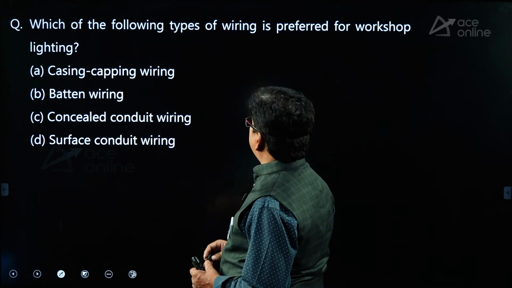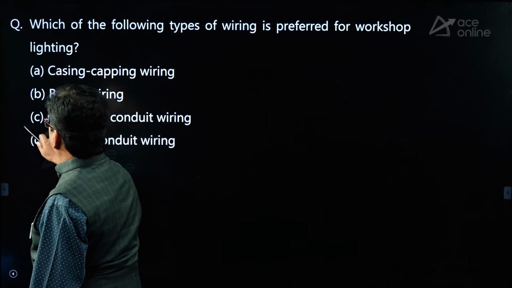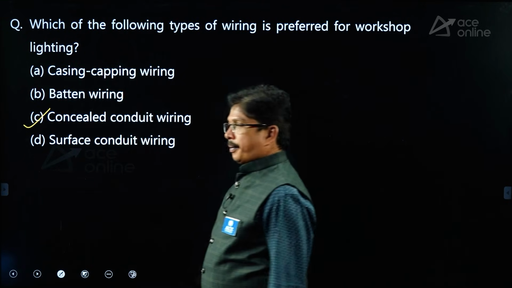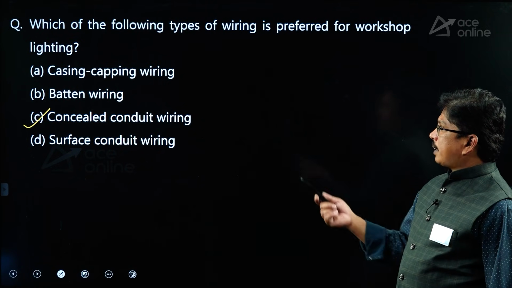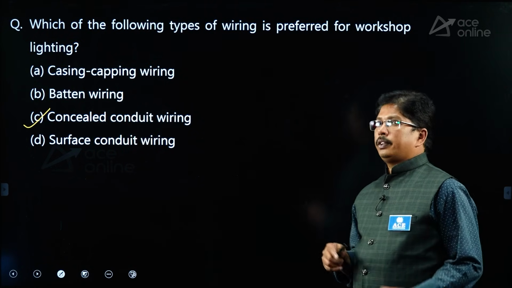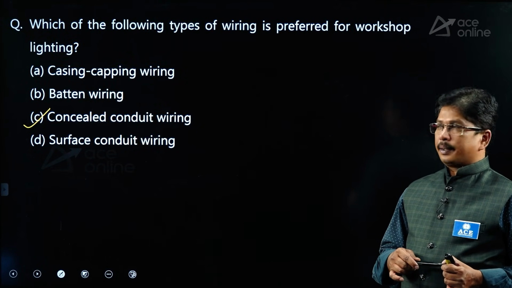Which of the following types of wiring is preferred for workshop lighting? For workshop lighting, generally we go for concealed conduit wiring, and we can go for surface conduit wiring for apartments, that is, buildings like that.